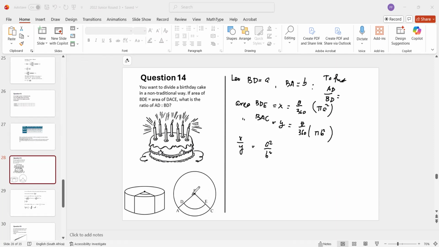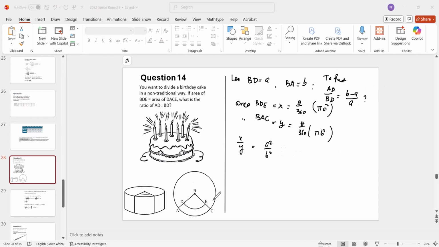Now what is AD? AD, the whole thing is B, and BD is A, so you have to subtract. It's B minus A, whole radius minus the small radius is AD, and BD is A, so this is what we need to calculate. Right, so we're getting there somewhere because we got A squared over B squared.